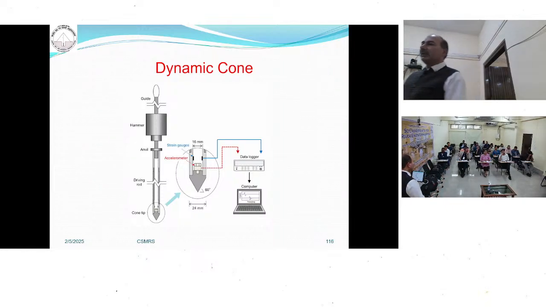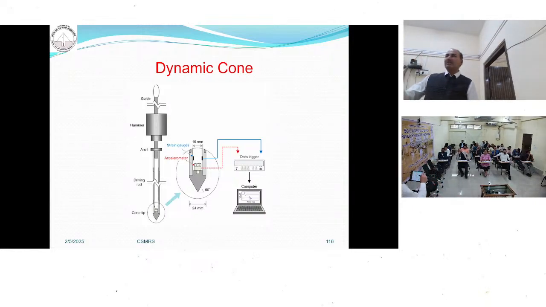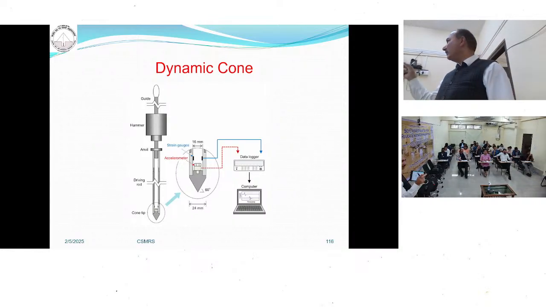What we do is attach this cone to the drill rod, and we provide blows with the help of a 65 kg hammer that falls from a 75 centimeter height. For each 100 mm drive, we count the number of blows. The total number of blows required for 300 millimeter penetration is called the dynamic cone value.